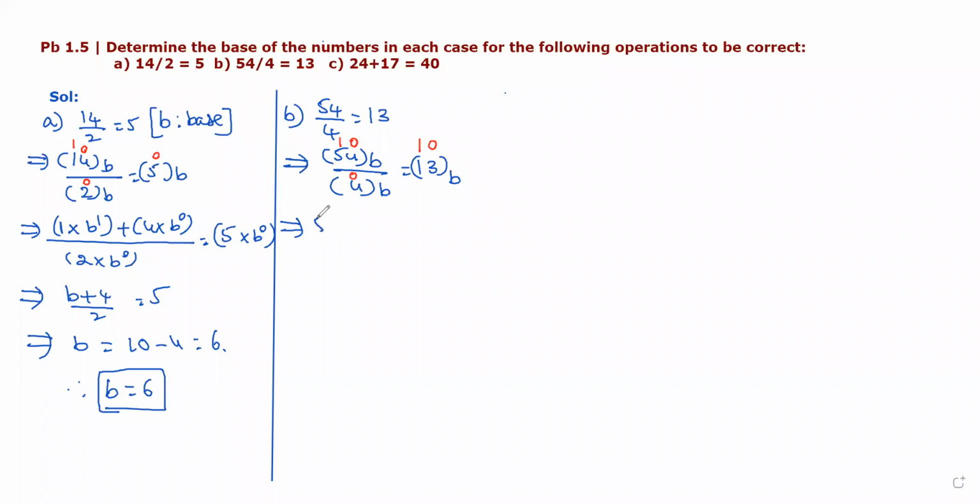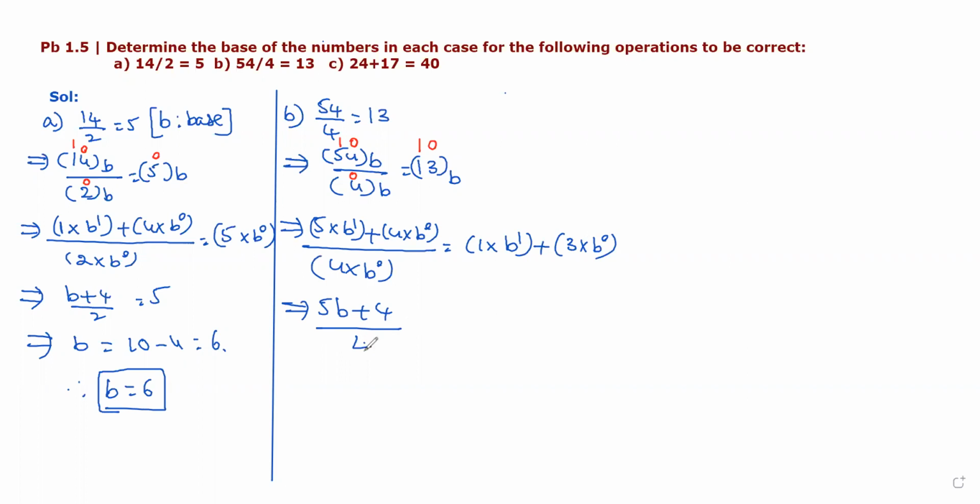Then it should be expanded as 5 into b power 1 plus 4 into b power 0 whole divided by 4 into b power 0 equal to 1 into b power 1 plus 3 into b power 0. This becomes 5b plus 4 whole divided by 4 equal to b plus 3. It should be simplified as 5b plus 4 equal to 4b plus 12. This implies, take b on one side and constants on the other side, then it becomes b equal to 8. This is the base value for the second combination of the numbers.